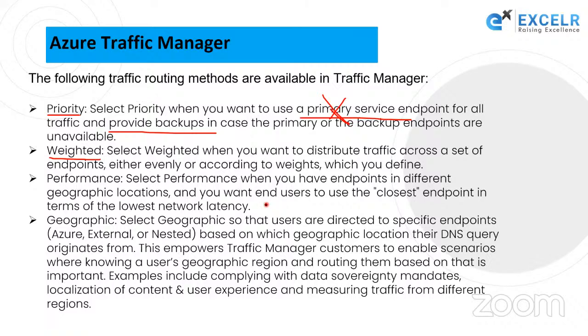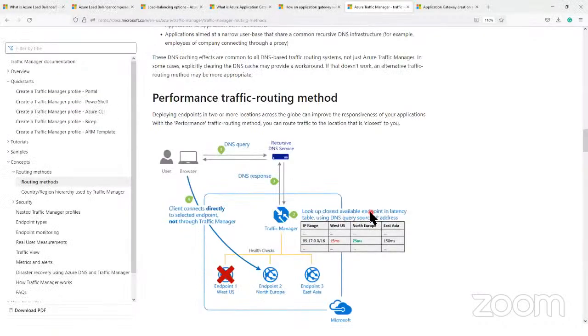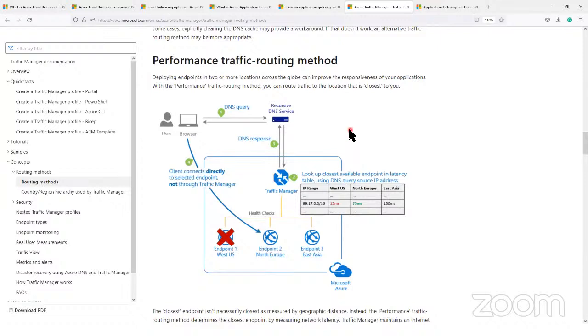So based upon that, it is going to route the traffic to the server or the endpoint which has the lowest latency from the particular endpoints. So here you can see there are three servers: one in West US, North Europe, and East Asia. Let's say somebody is in North Europe, and he might get less latency, so he will immediately connect to North Europe. But somebody in West US who has just 15 milliseconds of latency will be routed to the West US.